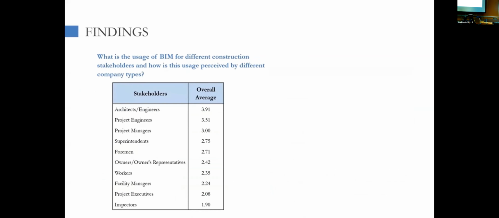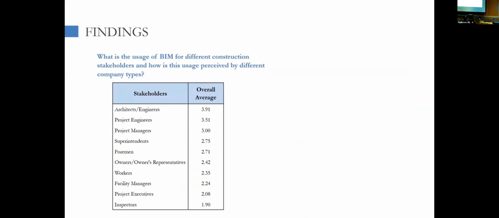Now, regarding what is the usage of BIM for the different construction stakeholders and how is this usage perceived by the different company types, we asked respondents to indicate who are the stakeholders that use BIM in their organizations on a scale of 1 to 5. 1 again being very low and 5 being very high. And the results are shown in this table.